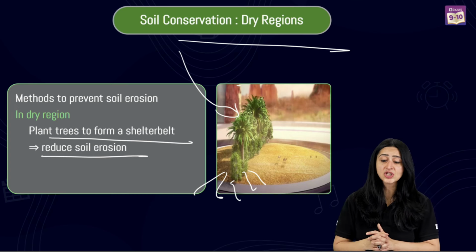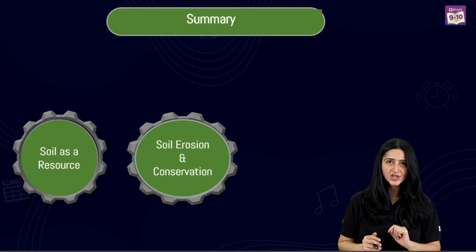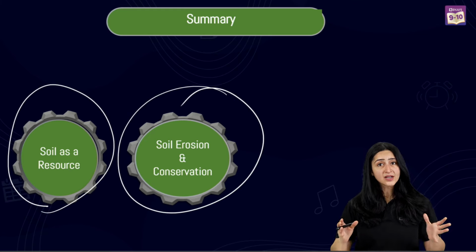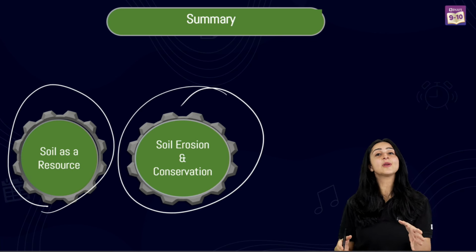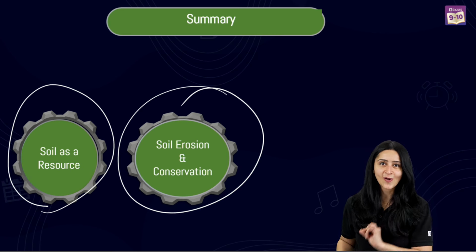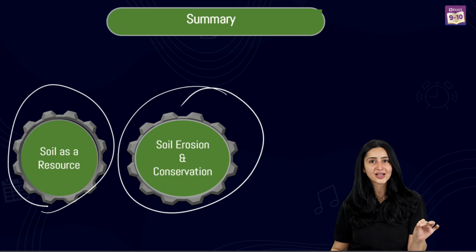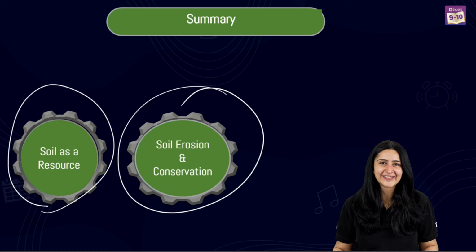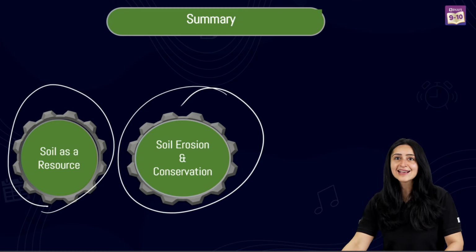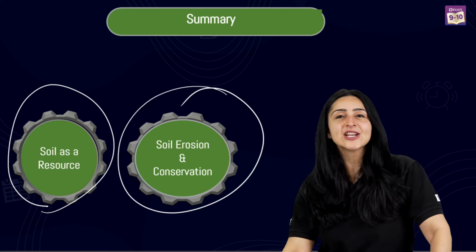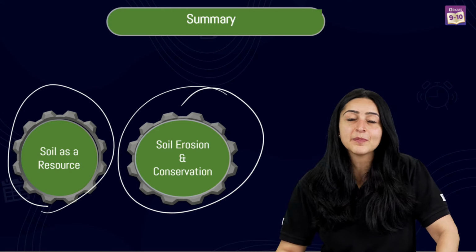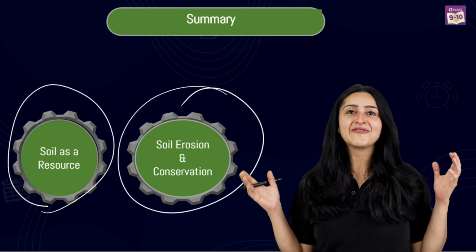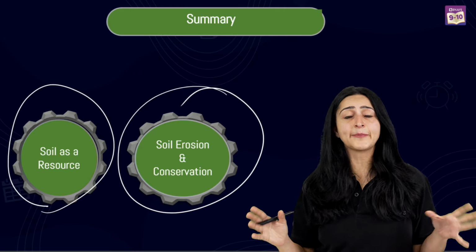So with this, we finished both our subtopics, which are soil as a resource and soil erosion, what it is and what causes it, and we have gone ahead and spoken about soil conservation in terms of 3 types of terrain, which is what? Slopes, plains, and arid areas. And with this, we have finished our session of resources and development part 3. With these 3 sessions, we have finished the entire chapter.